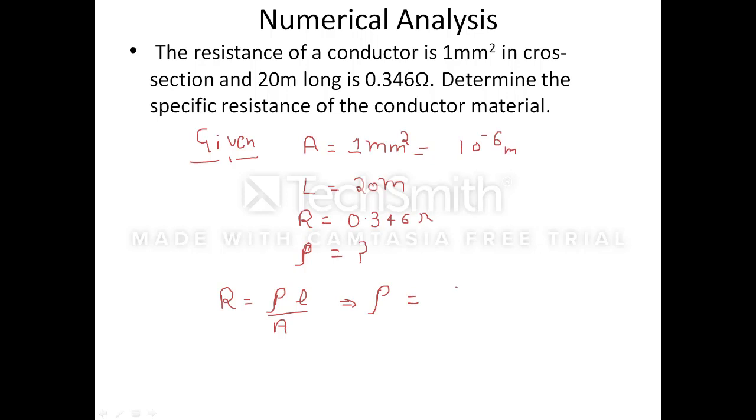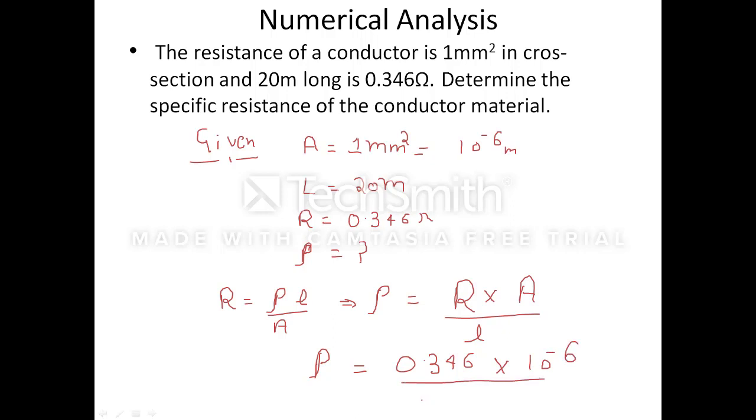So rho is given by R multiplied by A upon L. So rho equal to, here R is given by 0.346 multiplied by 10 raised to power minus 6, upon area of length 20 meter.